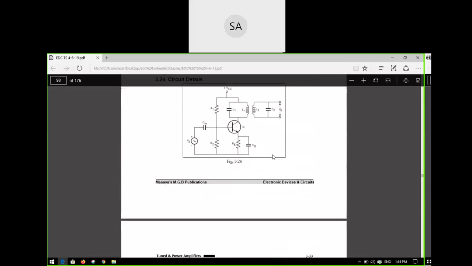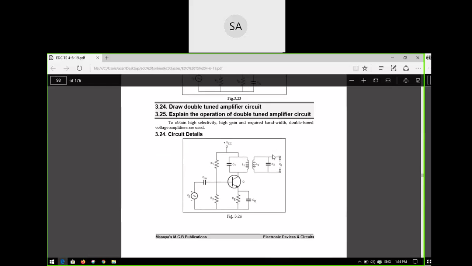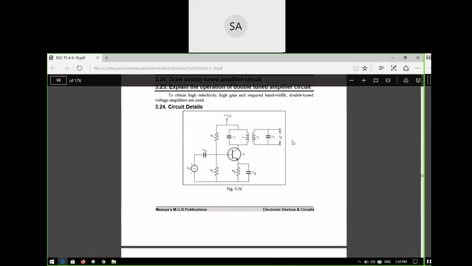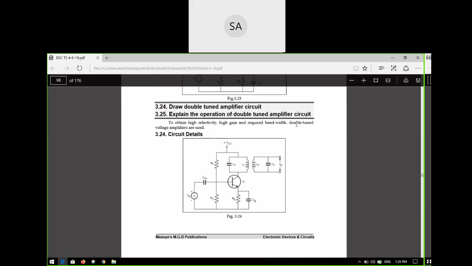So the same thing you can also draw for the double tuned amplifier. So what is the double tuned amplifier circuit? There are two tuned circuits, L1 C1 and L2 C2. Is it clear? If you have two tuned circuits in the load, two tank circuits or two LC parallel circuits in the load, you can call it a double tuned amplifier circuit.